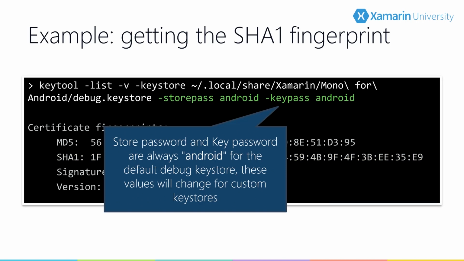The keystore will have a set of passwords associated with it. These are assigned when you create the keystore. The default debug keystore uses the value android for both the store password, which is used to protect the file itself, and the key password, which is the password for the private key stored within the file.